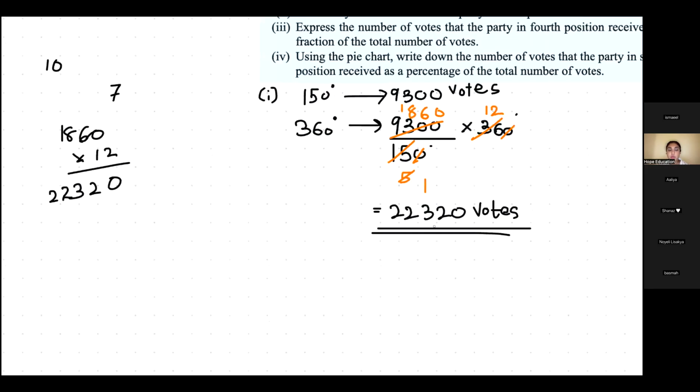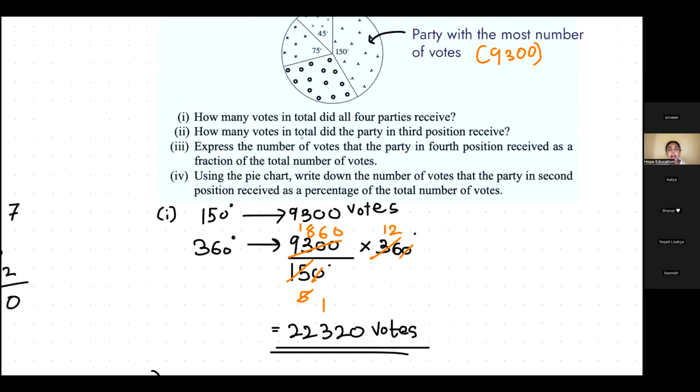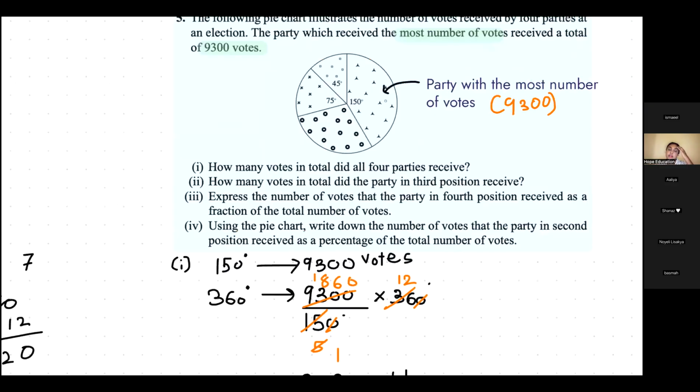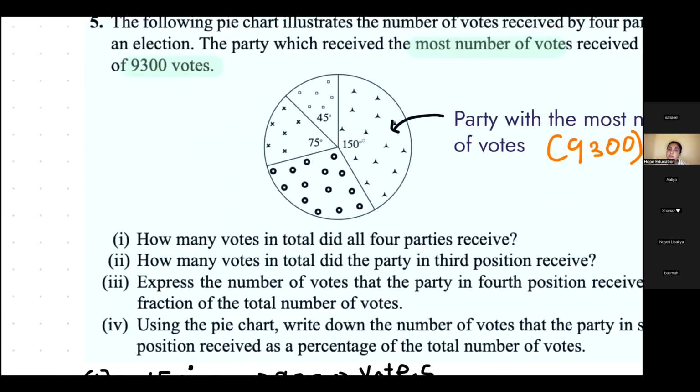Then Roman number 2. How many votes in total did the party in the third position receive? What is the party in the third position? This is the first position. This is definitely second position, right? This is first position. This is second position. Yes. Then 75 is the third position. Right? How many votes does it get?